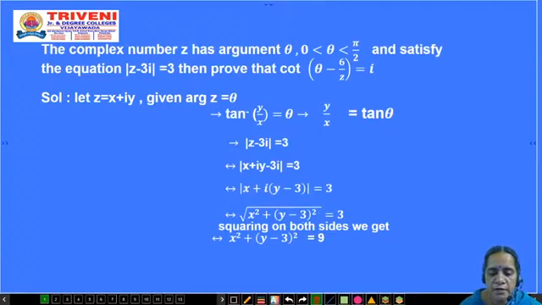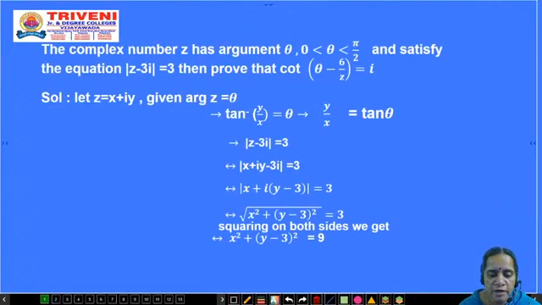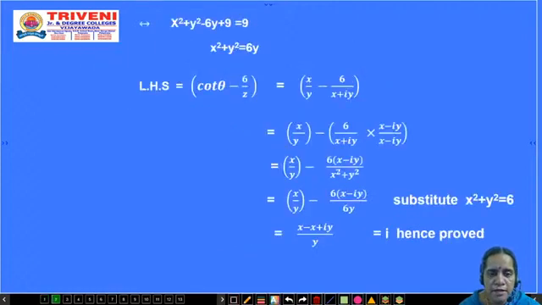Squaring on both sides, we get the root and the square cancelled here. 3 square is equal to 9. Then we can expand x square plus y minus 3 whole square is equal to 9. It is in the form of a minus b whole square, that is a square plus b square minus 2ab. Here we have to write x square plus y square minus 6y plus 9 is equal to 9. In LHS and RHS 9 is there, then they get cancelled.